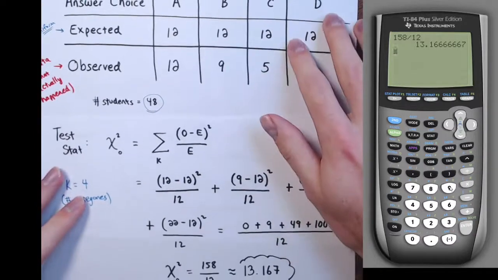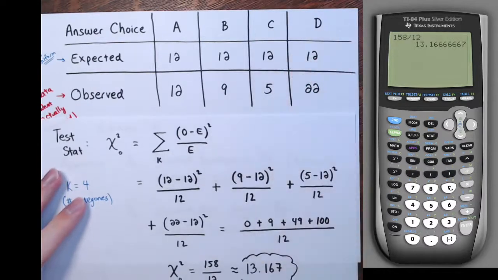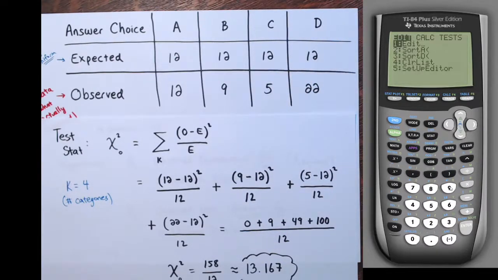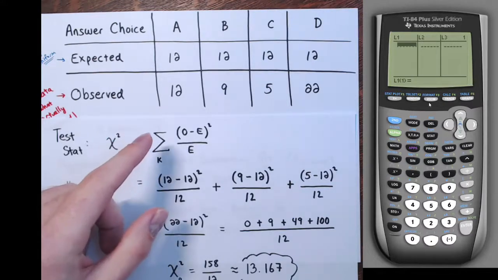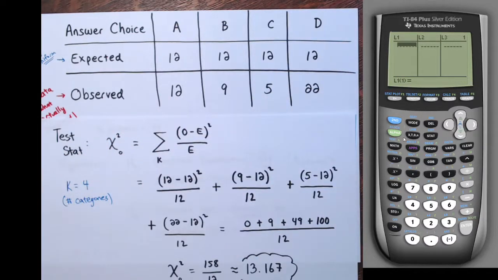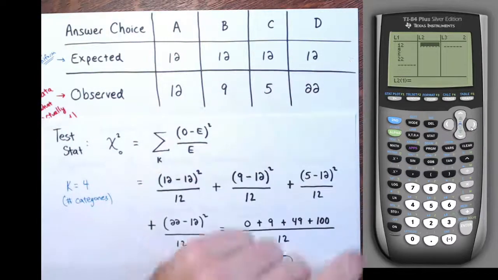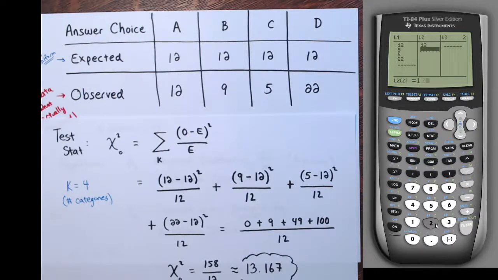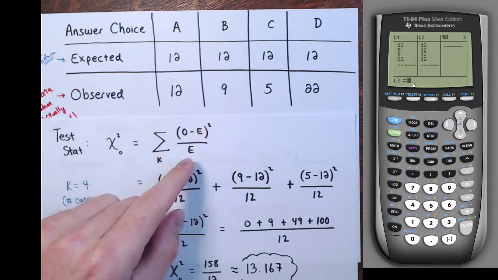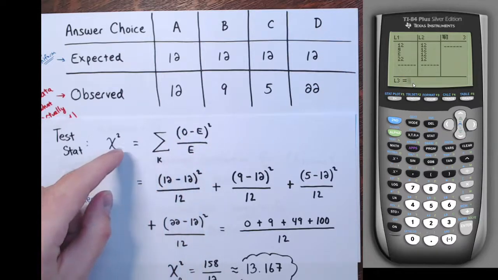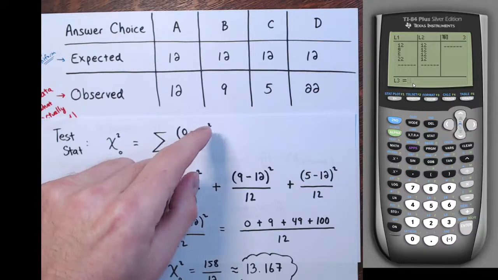Another way is to use your calculator and some lists. Again, I've shown this in other videos. If you go Stat, Edit, then down list L1, I'll put the observed counts. So we have 12, 9, 5, and 22. And then down list L2, I'll put the expected counts, so just a bunch of 12s. Then over in list L3, I'll move my cursor up to where it says L3, hit enter, and enter a little formula. What I'm going to enter is all the stuff we're adding in the test statistic calculation: the observed minus expected squared divided by expected.